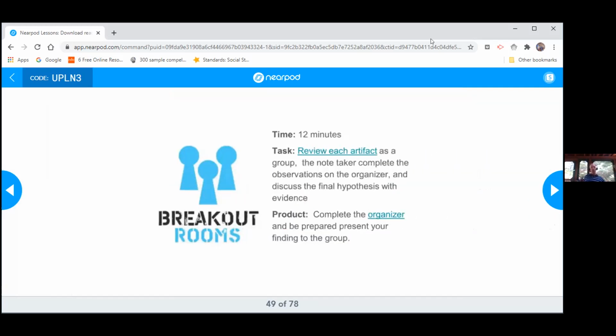So Holly is going to set up some breakout rooms in a minute. And what you're going to do, once again, the task is going to be, you're going to have 12 minutes. You're going to review each of the artifacts one at a time in the group. The note taker is going to write down your observations on the organizer. And then in the end, you're going to have a final discussion and form a hypothesis using evidence. So why don't we go to our next, and the final product will be, you know, that organizer with the hypothesis and evidence. And we're going to get as many groups as we can to share that.